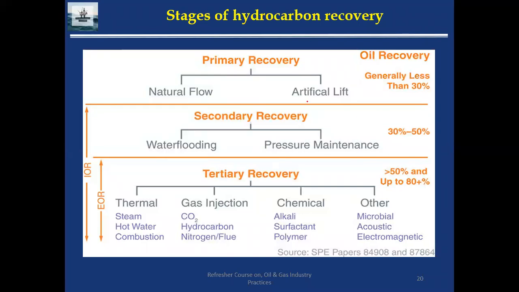So for primary recovery, you have the natural flowing potential, after which, as the natural flowing potential of the oil and gas starts diminishing, prior to starting injection wells or injecting fluids into the reservoir, we have the artificial lift. So the artificial lift is the continuation of the natural flow, or let's say the continuation of the initial primary recovery.